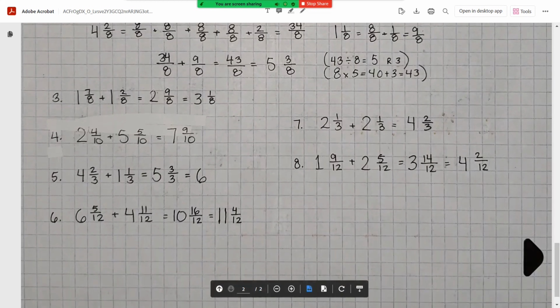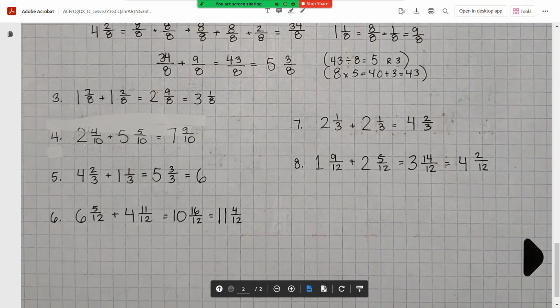For number 3, 1 and 7/8 plus 1 and 2/8. So I add my whole number parts. 1 and 1 is 2. 7/8 plus 2/8 gave me 9/8. I rewrote my 9/8 as a whole plus 1/8. So 2 plus the whole is 3, plus that 1/8 extra piece.